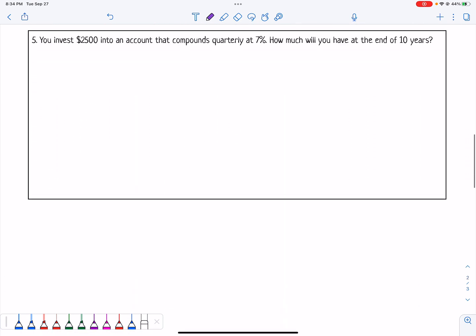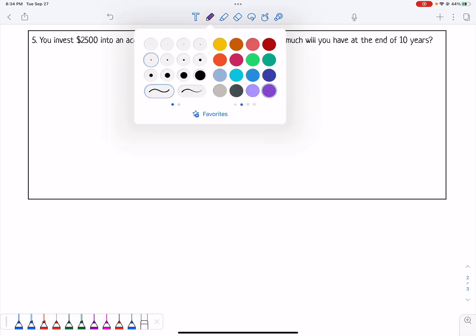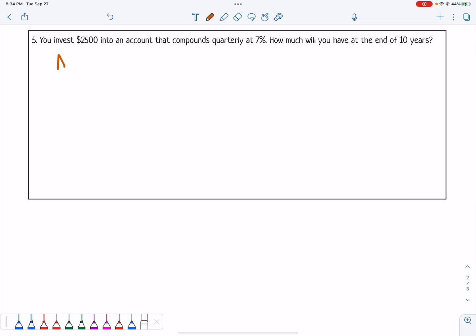We just have one more to look at. Number 5 says you invest $2,500 into an account that compounds quarterly at 7%. How much will you have at the end of 10 years? So compound quarterly, that's when we need the A equals P times 1 plus the rate divided by the number of times a year it compounds to the n times t power. So that's our formula. We want to know how much will we have. So that's our final amount. So leave A. We're looking for that.